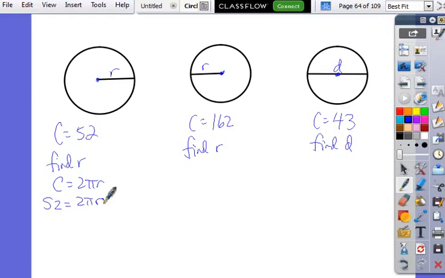I want to solve for r. How do I get r by itself? What would I need to do to this problem? Divide. Just divide. I want to get rid of the 2 pi. So guess what? I'm going to divide by 2 pi on both sides. Now, when you type it in the calculator, make sure you do it as a fraction. If you do 52, the divided button, 2 pi, you're going to be wrong every time. So make sure you do these as a fraction. What we got? 8.3.